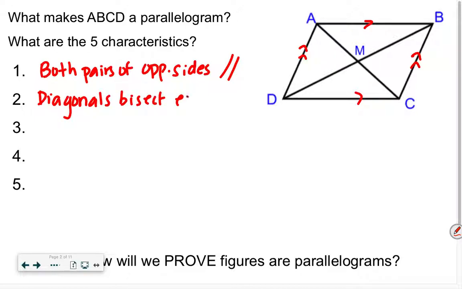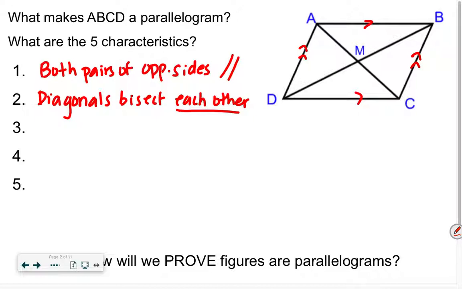Now, I am really picky about this wording. You have to say bisect each other. If you just say diagonals bisect, I'm going to ask you, bisecting what? Are they bisecting the sides? Are they bisecting the angles? Because neither of those facts are true. So you got to be real careful to say that they bisect each other. What else is true about parallelograms? Parker? So the diagonals bisect each other. We got that one in there.